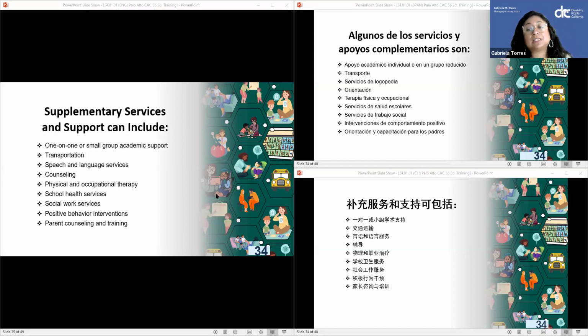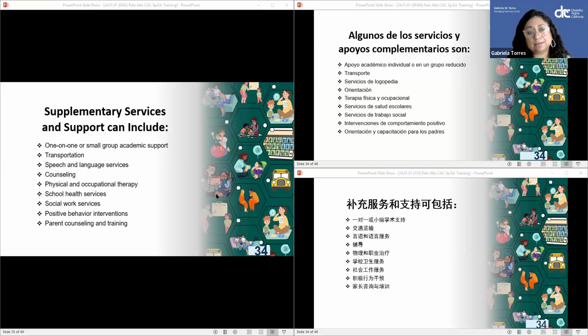Students can receive speech and language services. This can be push in or push out, which means this provider can go into the classroom and provide the services, or can pull you out and provide either one-on-one instruction or small group instruction with other peers. Students can receive counseling, physical and occupational therapy to work on their fine and gross motor skills, which is an area of need for many students.